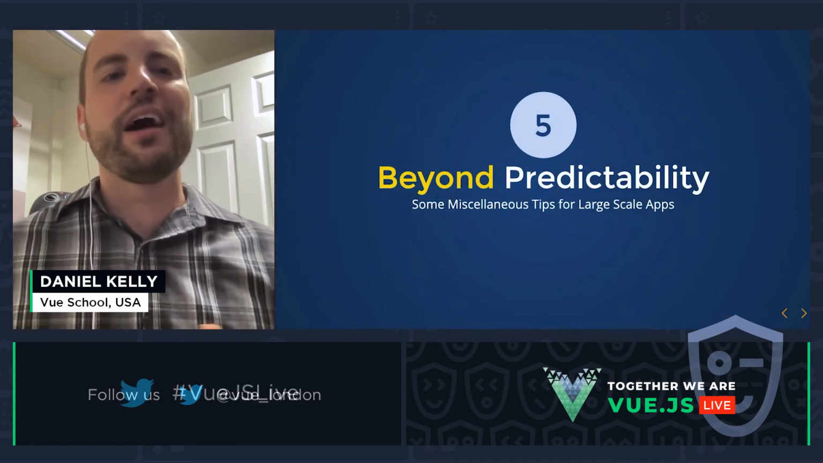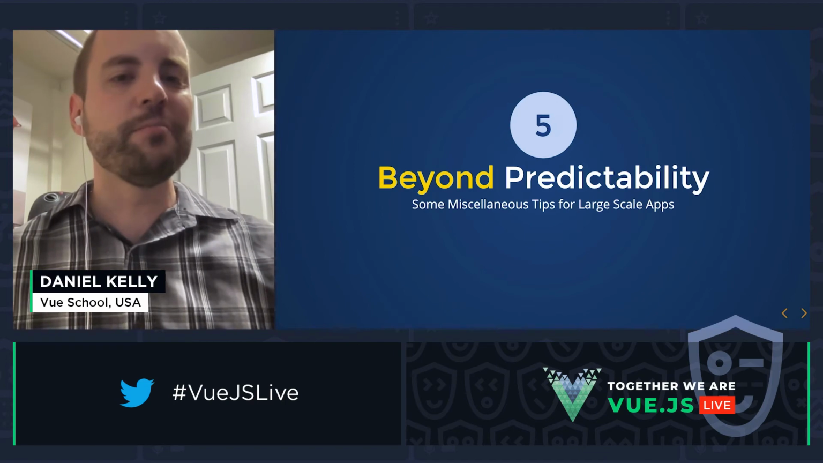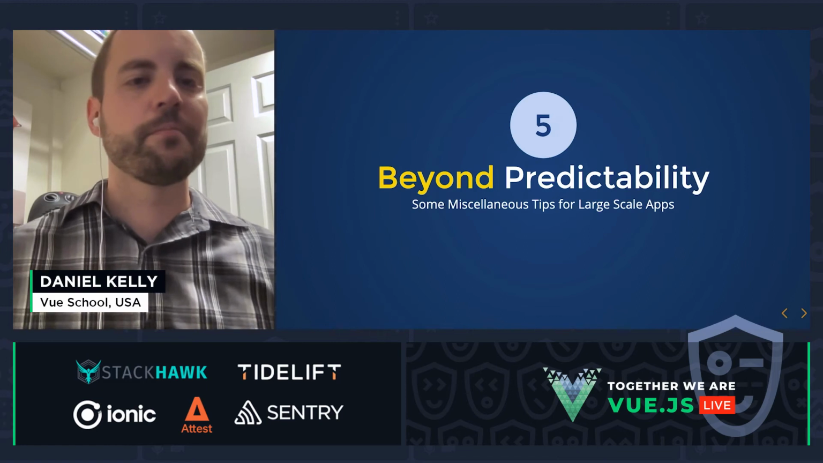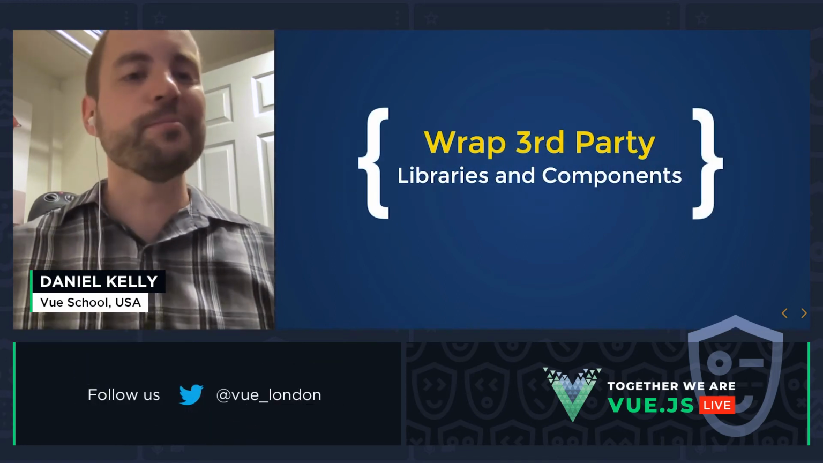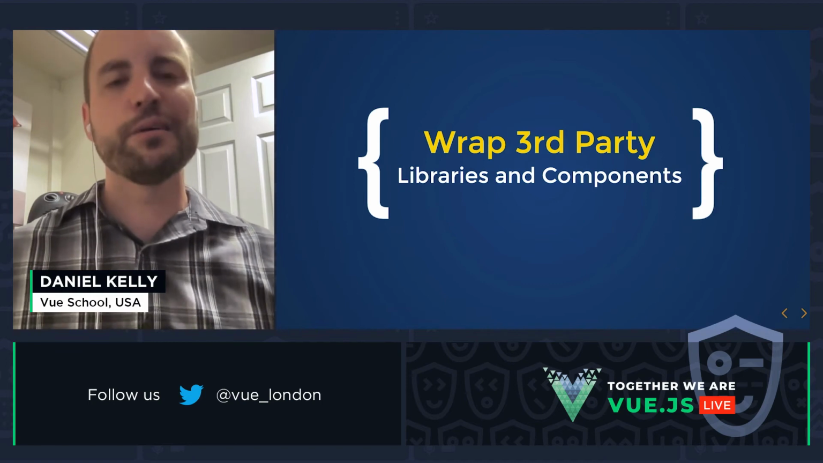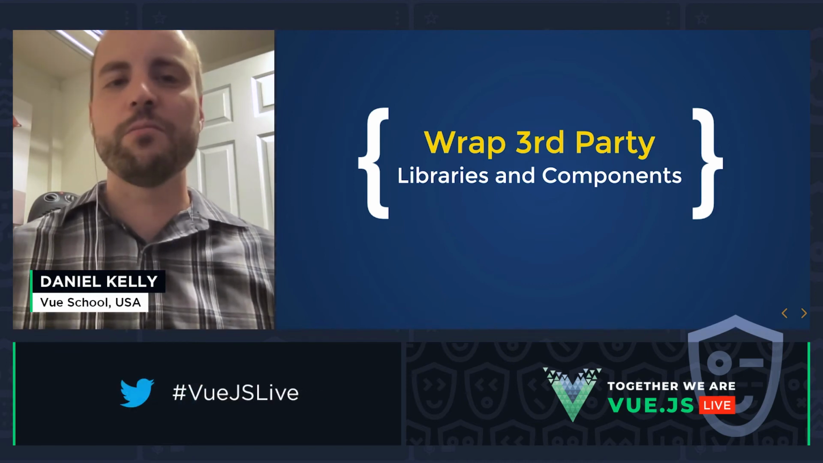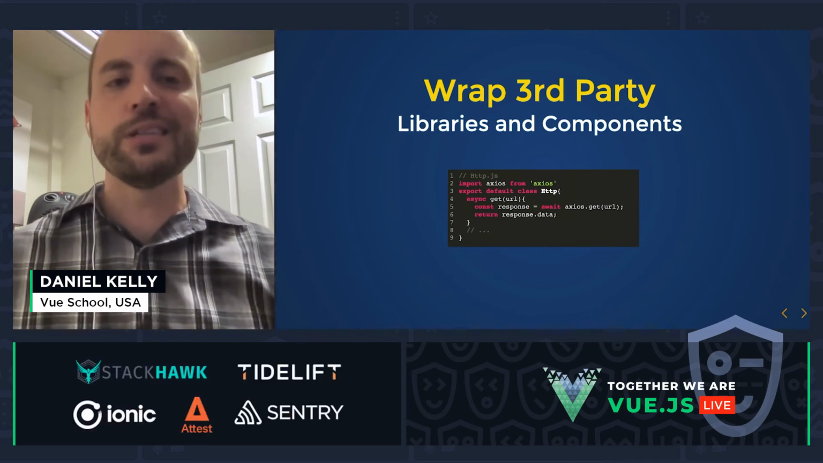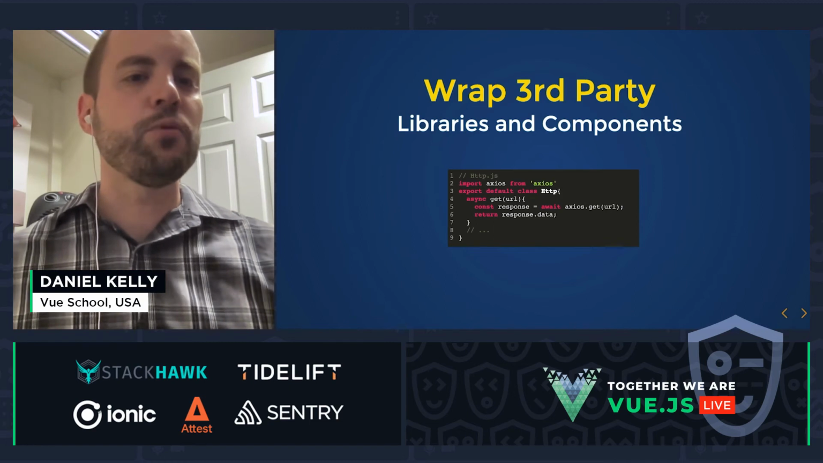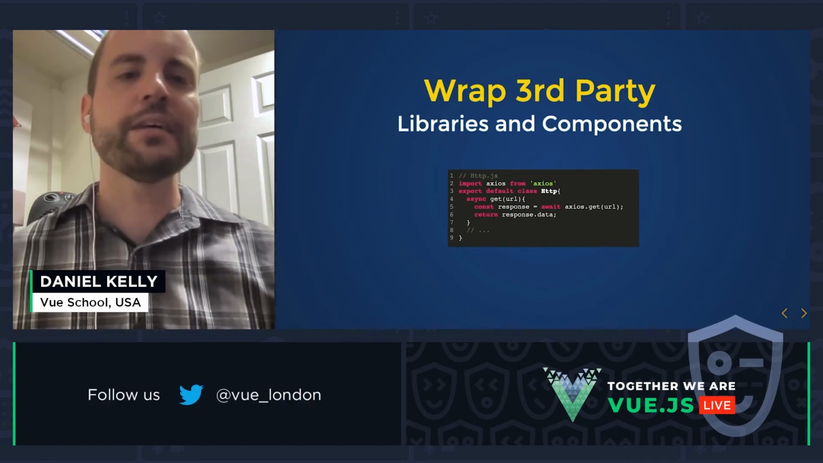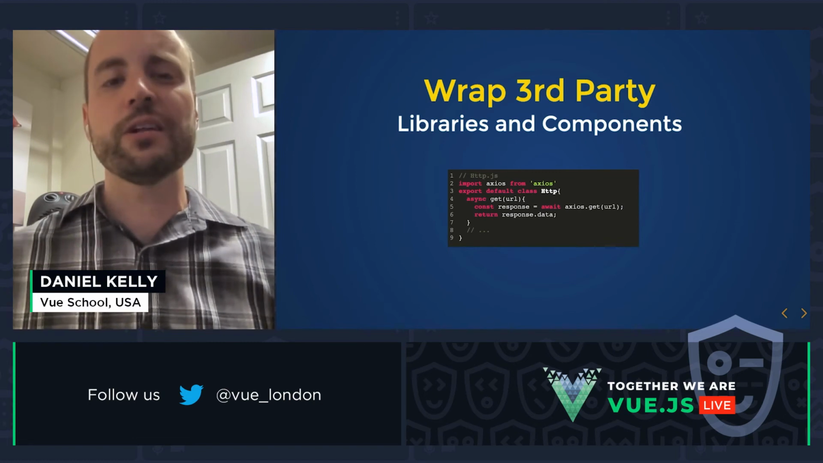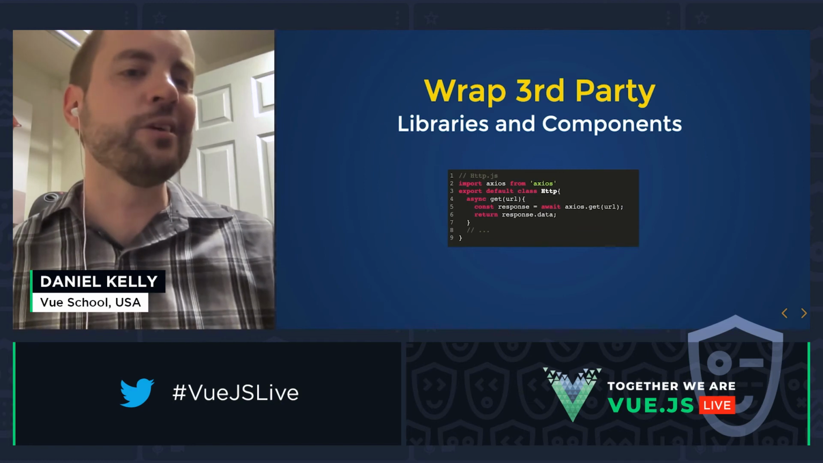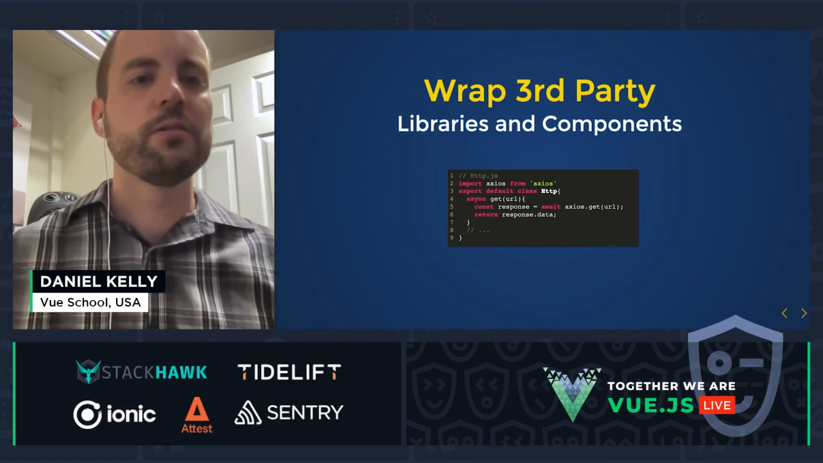All right, I want to go now a little bit beyond predictability and talk about some other miscellaneous tips for large-scale applications. My first tip here is wrap your third-party libraries in components. What do I mean by that? Well, let's take a look at this little example. Let's say you're using Axios as your HTTP client, and what I would recommend you do is actually wrap Axios in a maybe more generically named class, such as HTTP, and then actually just use Axios under the hood to do the actual grunt work.